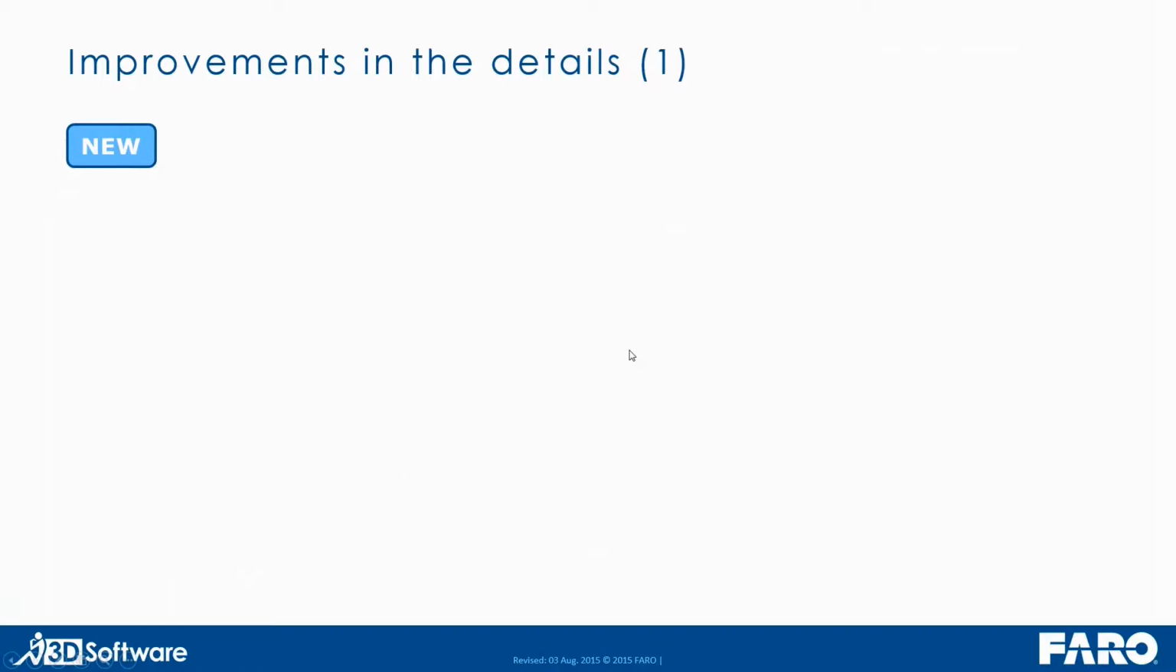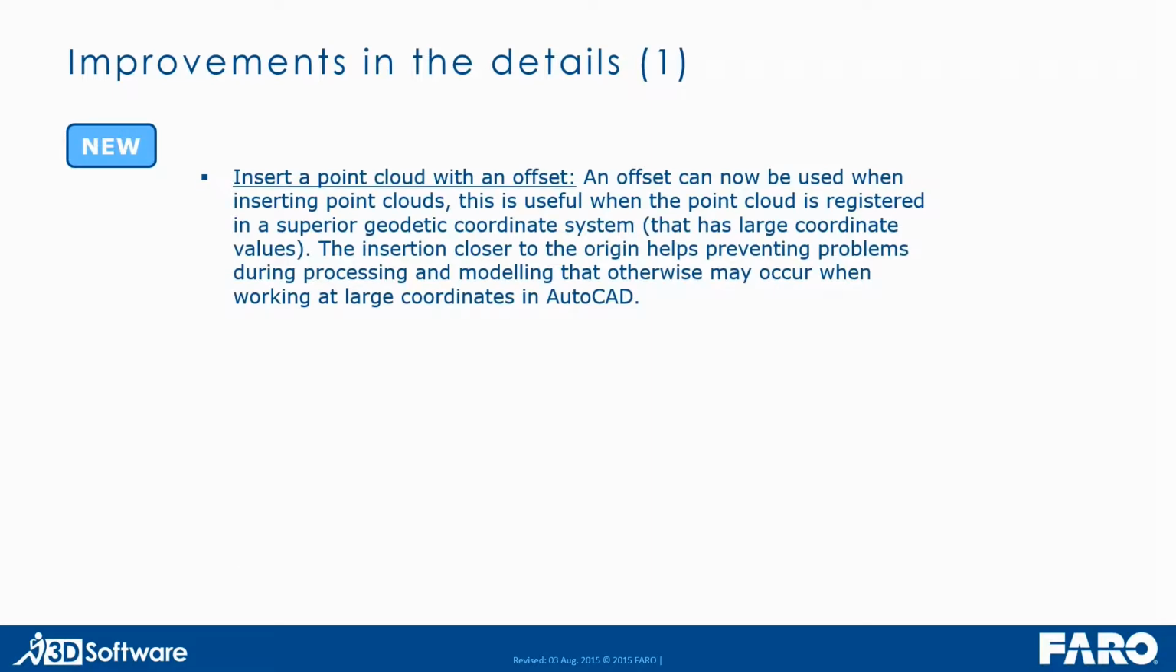There are a few more improvements in details. We added an offset option to the Insert Point Cloud tool. That's for users who registered their scans in large coordinates, like in geodetic coordinate systems. During insertion of the point cloud, you can move those closer to the origin in order to prevent problems with processing at large coordinates that AutoCAD sometimes has.